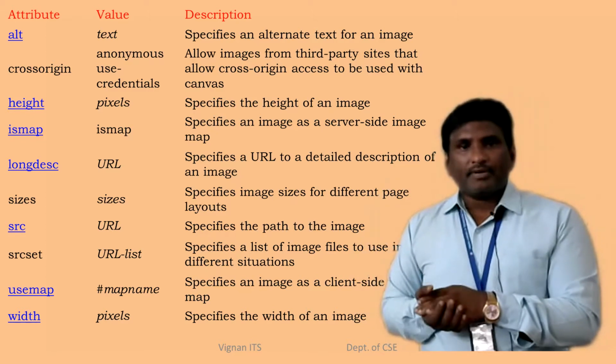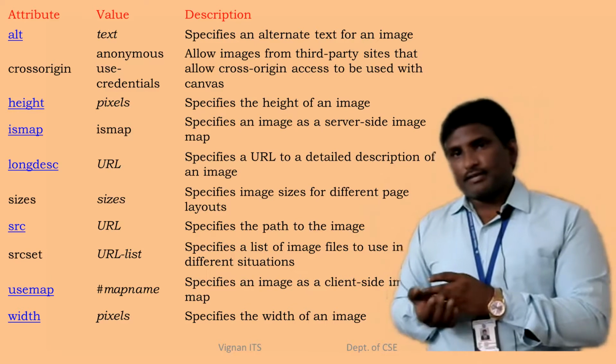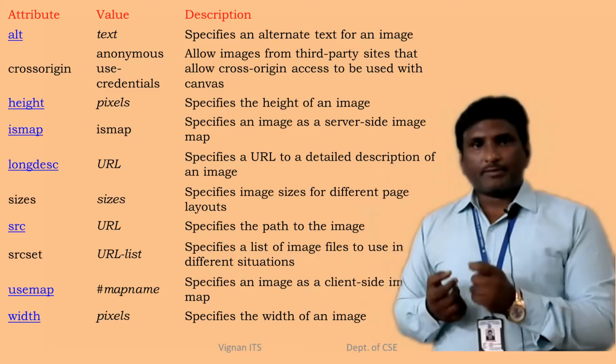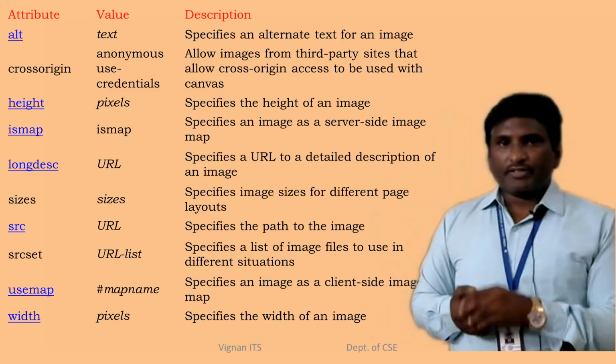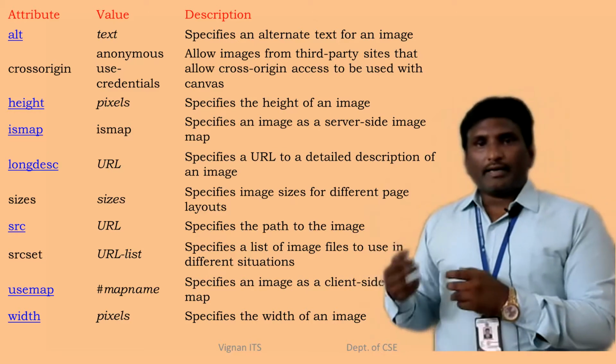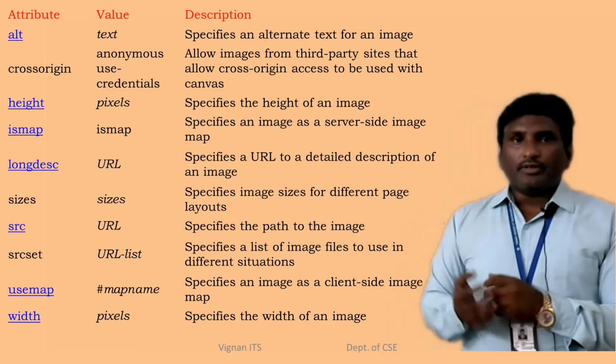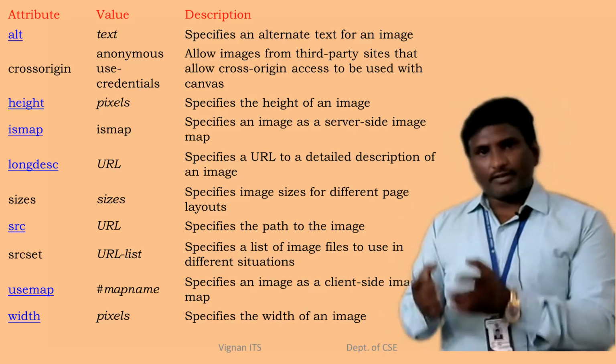And ismap specifies the image as a server-side image map. Longdesc, whose value is a URL, specifies a URL to a detailed description of an image. And sizes. The sizes attribute, the value is sizes only.